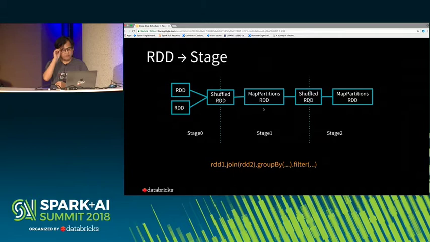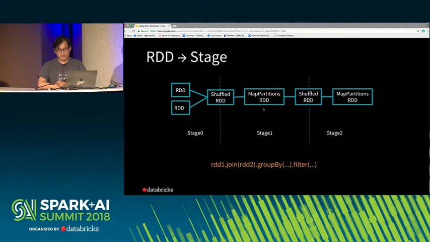So let's begin from a simple example where RDD1 performs a join action over RDD2, and then the result is grouped by some column, and finally we filter with some predicates. When this is transformed into stages, we can see that the join operator produces a co-grouped RDD, and that contains a shuffle dependency. Another shuffled RDD is generated by the group by action, and the filter action is transformed into a map partitions RDD.